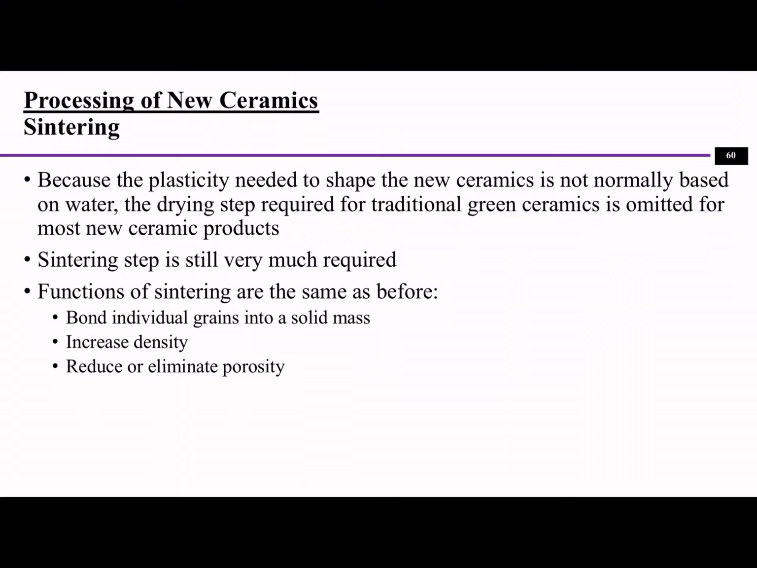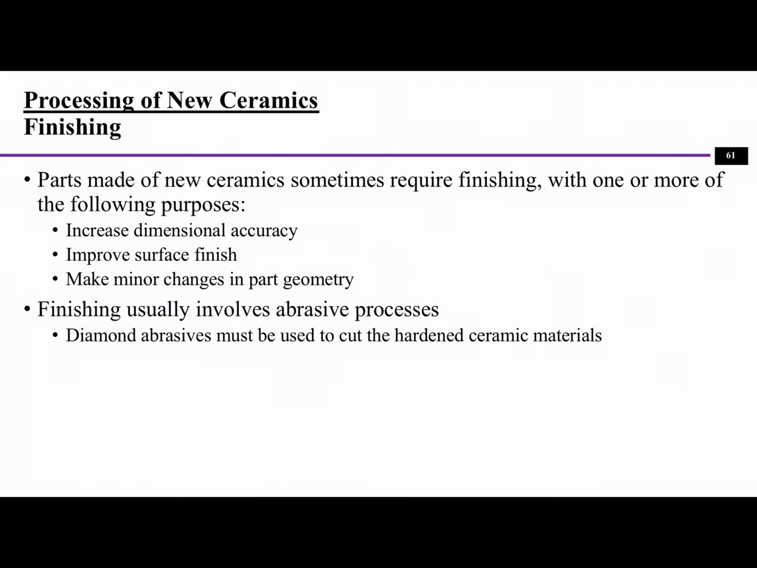And the next process is sintering. Because the plasticity needed to shape the new ceramics is not normally based on water, the drying step required for traditional green ceramics is omitted for most new ceramic products. The sintering step is of course required, and the functions of sintering are usually the same as before: to bond the individual grains into a solid mass, increase density, and also reduce or eliminate porosity.